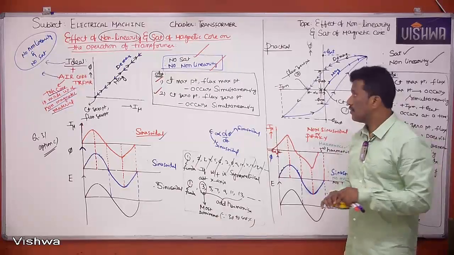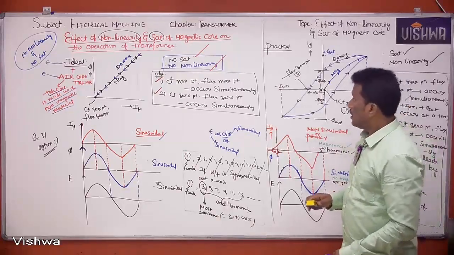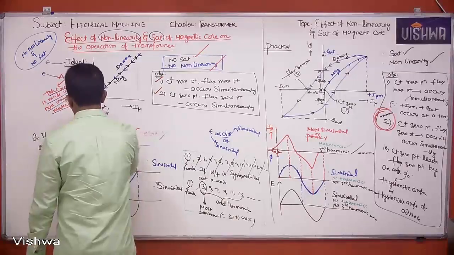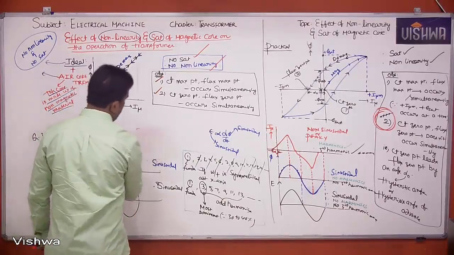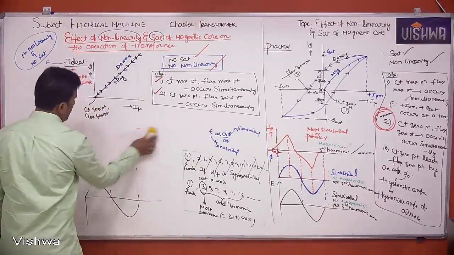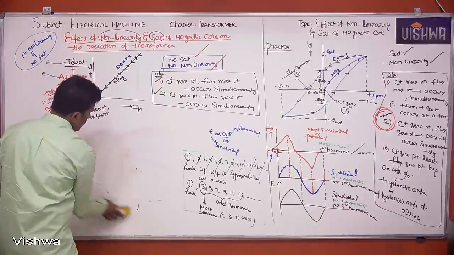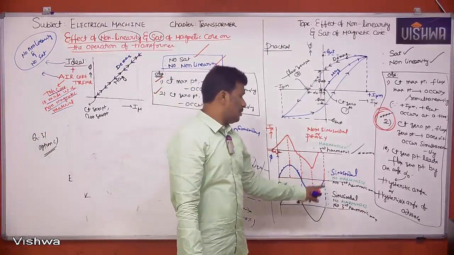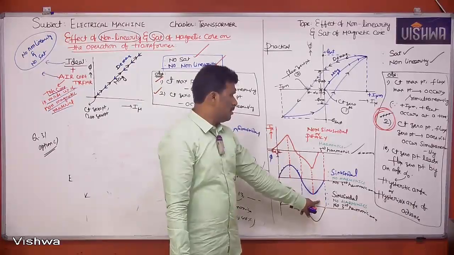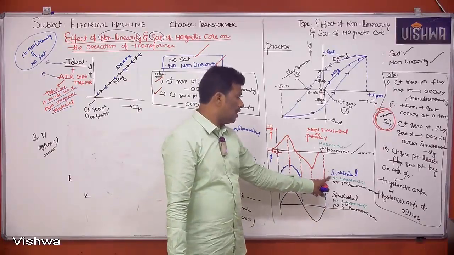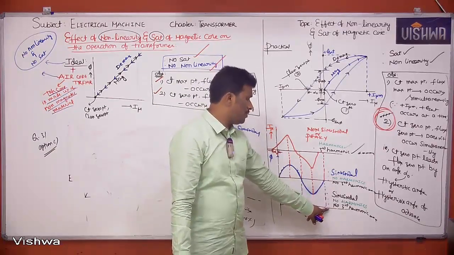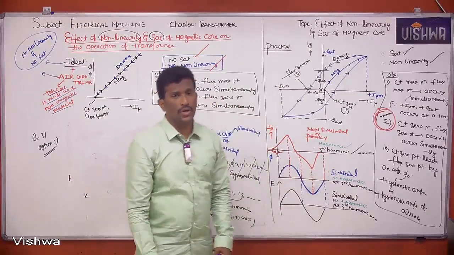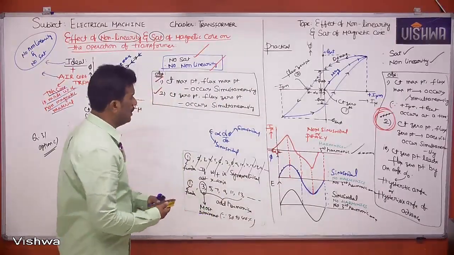Now let me conclude here. So what you said, ultimately for practical transformer, what is the conclusion? If I want sinusoidal flux and EMF waveform, that means if I don't want third harmonic in flux and EMF waveform, third harmonic should be there in I mu waveform. That's the conclusion you got.